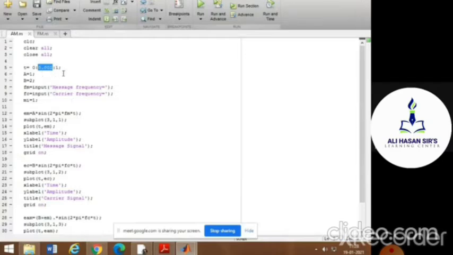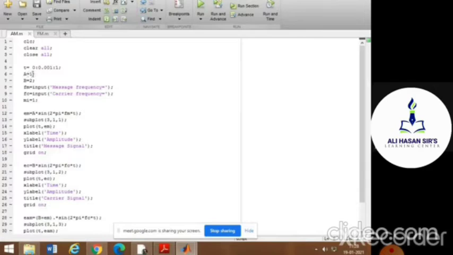Next is the FC, the input carrier frequency, and here the modulation index will be 1. Here I have mentioned 1. If I divide the terms, it will give you the value 1. Then I have taken the formula of the modulating signal, Em equal to A sine 2 pi fm t.